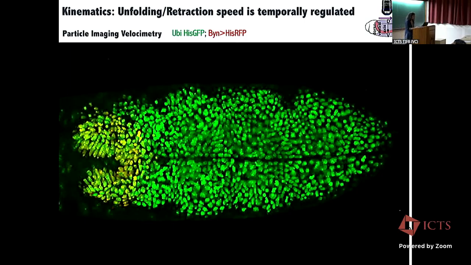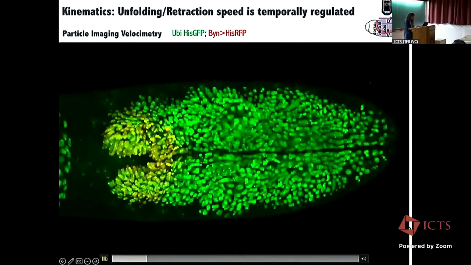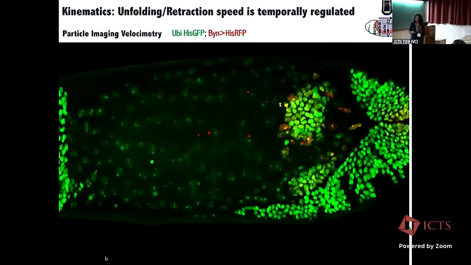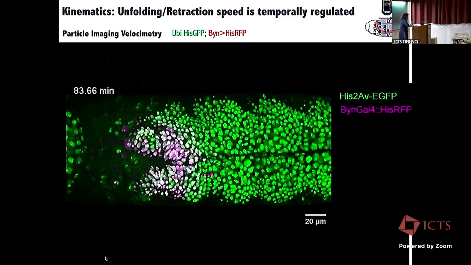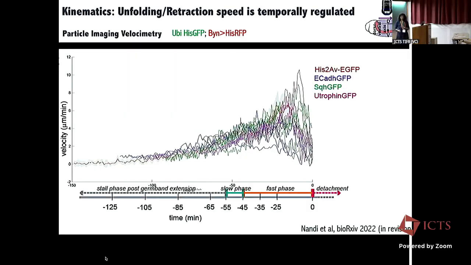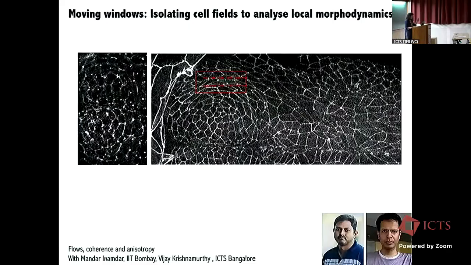The other feature that we noticed, and this is again helped by Mandar and Vijay, is that the speed of this retraction process, figured out using particle imaging velocimetry, is temporally regulated. So there's a phase when the germ band is just stalled, which is followed by a phase when the velocity of retraction gradually increases to reach a peak velocity before it actually exhibits a fall. So the speed is regulated. So there are phases.